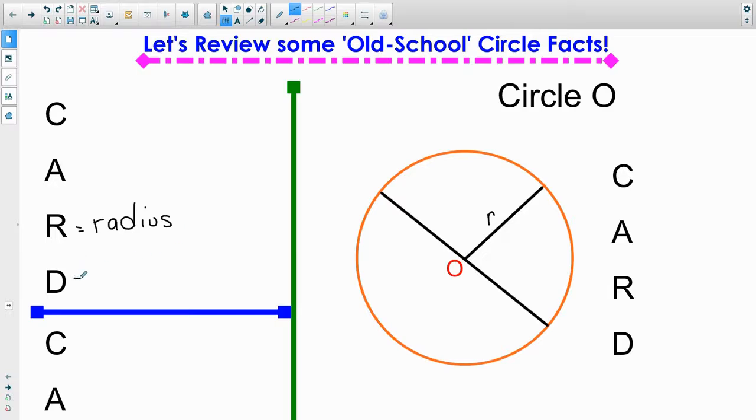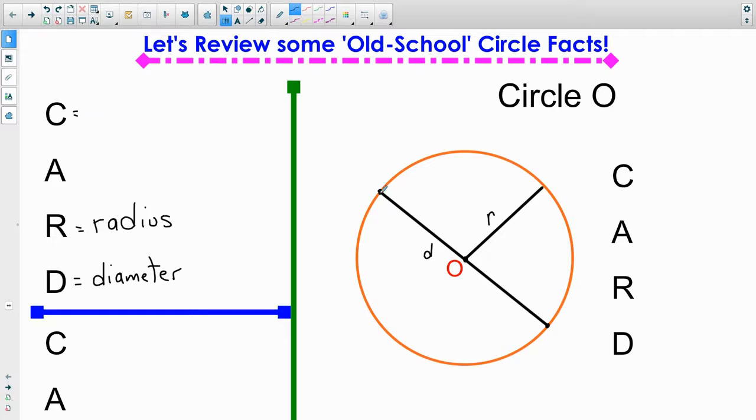The d is the diameter. The diameter is the longest chord you can draw in a circle that starts and ends on the circle and goes through the center of the circle, which happens to be, oh, here, I'll put a d there. That's the diameter.